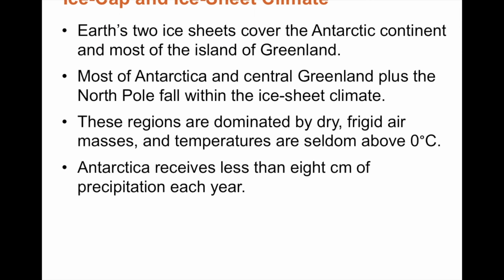Now, the ice cap or ice sheet climate covers the Earth's 2 ice sheets that cover the Antarctic continent and most of the island of Greenland. Most of Antarctica and central Greenland plus the North Pole fall within the ice sheet climate. These regions are dominated by dry, frigid air masses and temperatures seldom above 0 degrees Celsius. Antarctica, because of these extreme conditions, only receives less than 8 centimeters of precipitation each year.